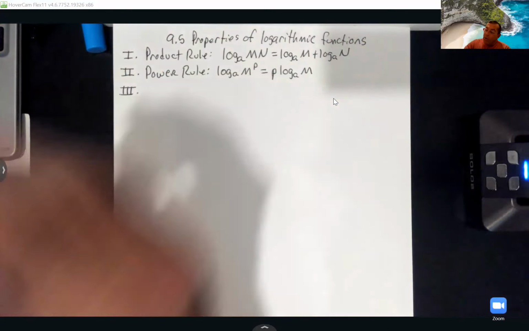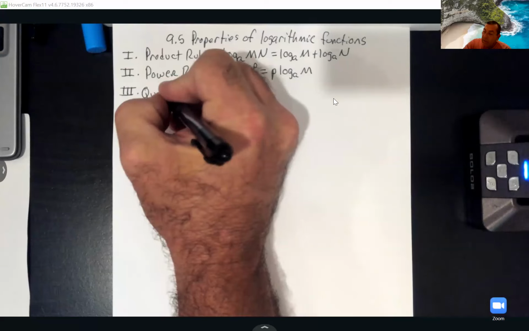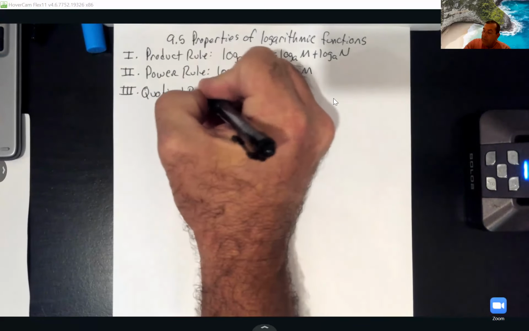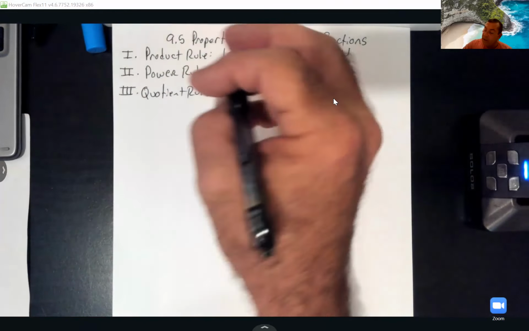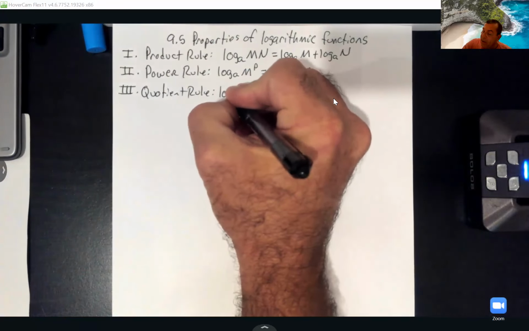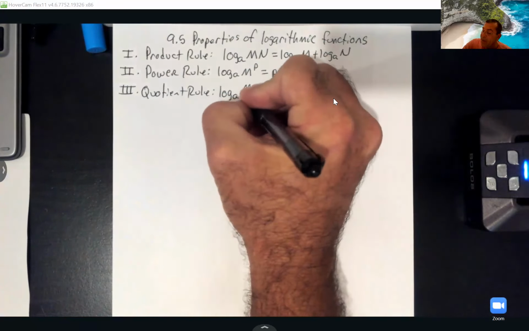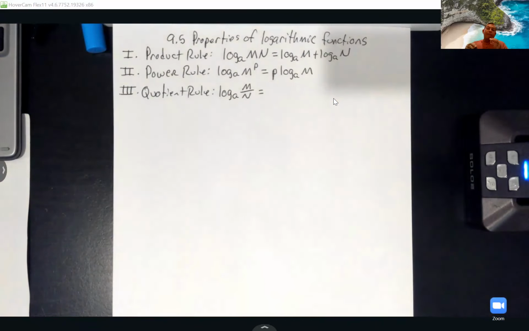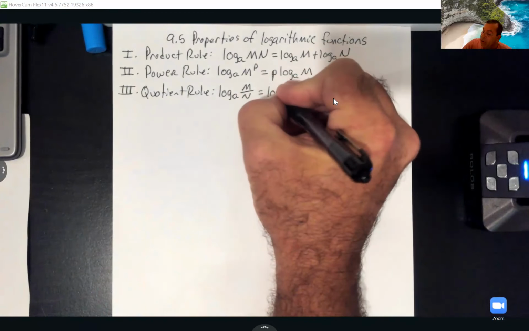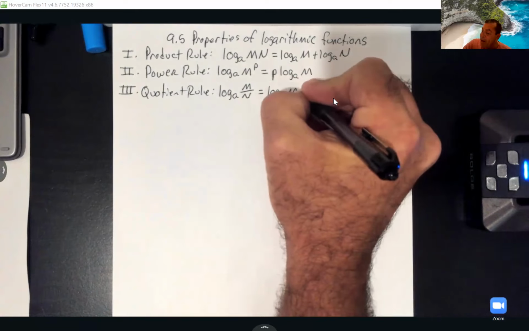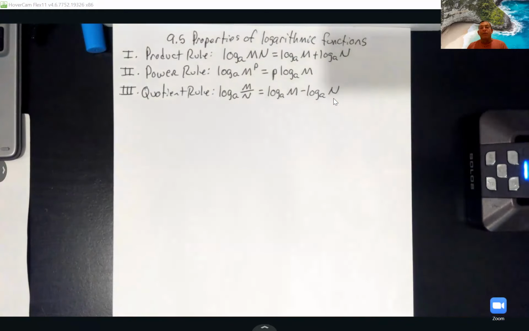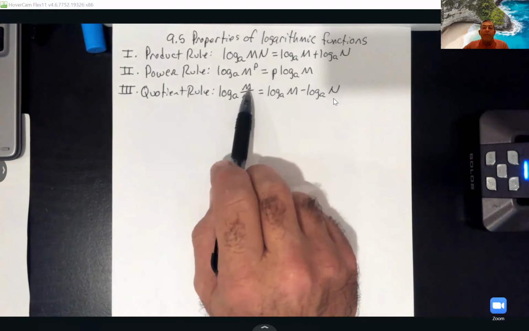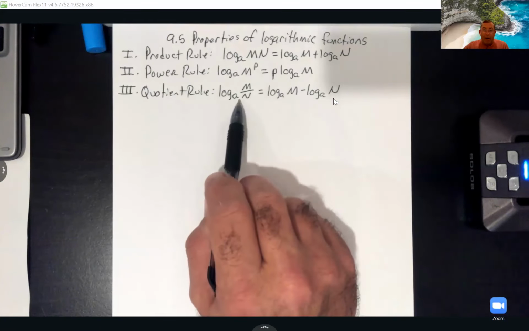Next, we got the quotient rule. So this is when I have a log of division. So if I had a log base a of m divided by n, I can rewrite this as a difference of the logs. So the log base a of m minus log base a of n. So just like the exponent rule, it's always the top factor minus the bottom factor.